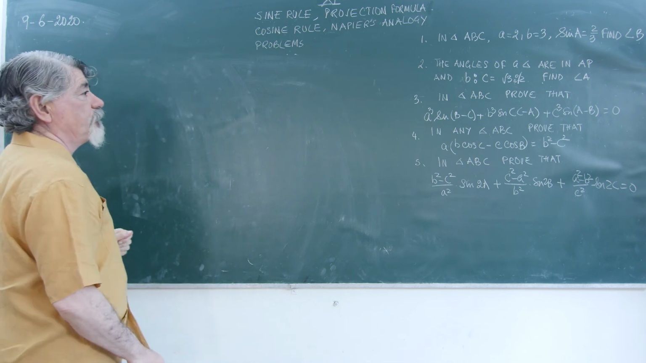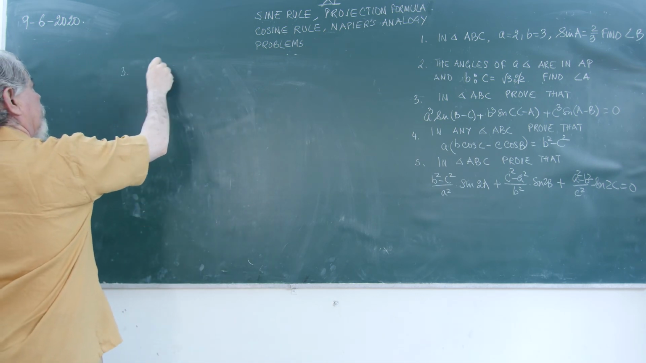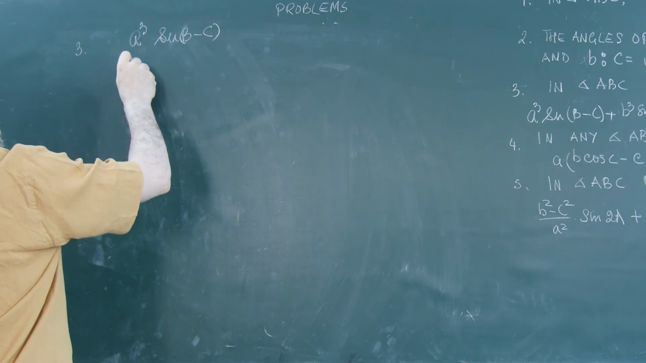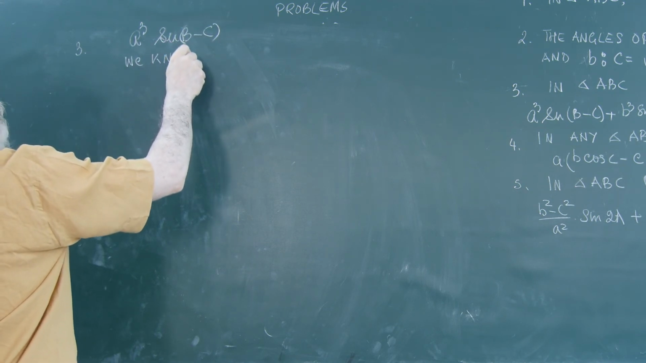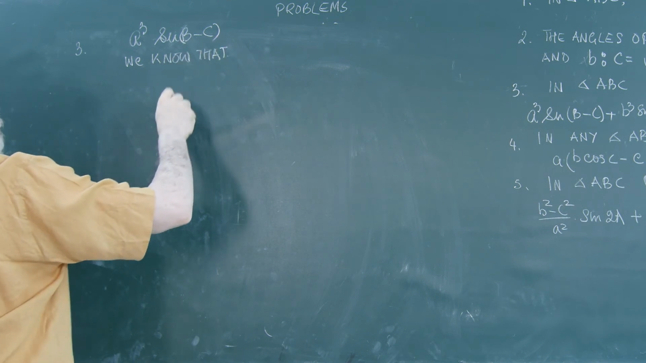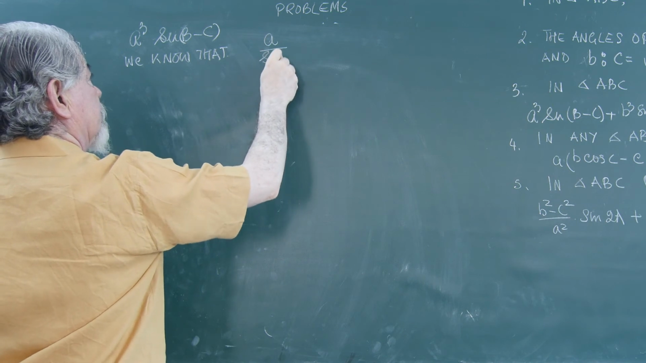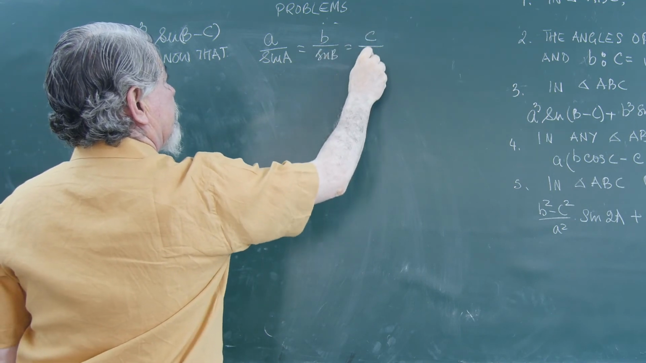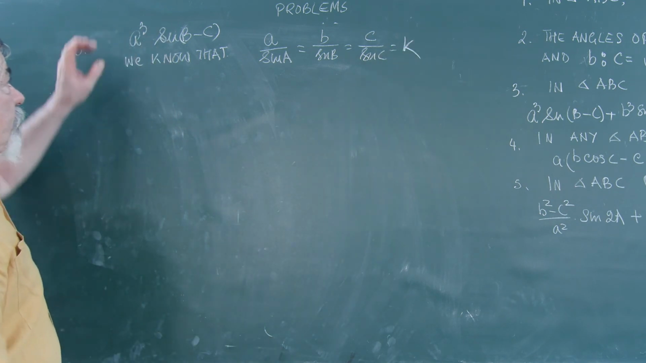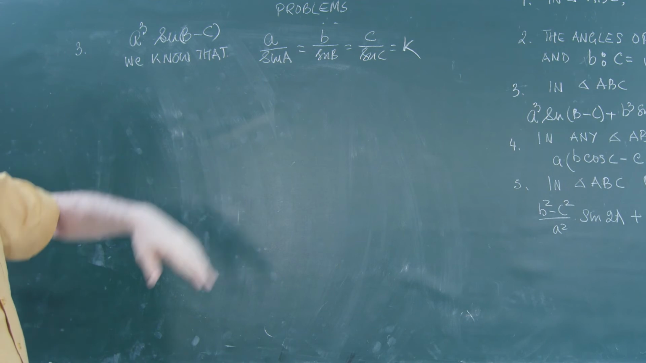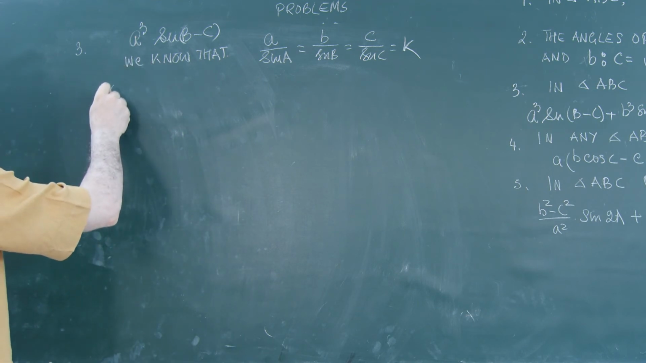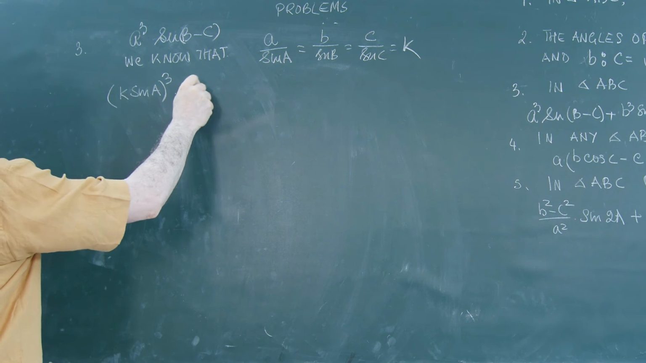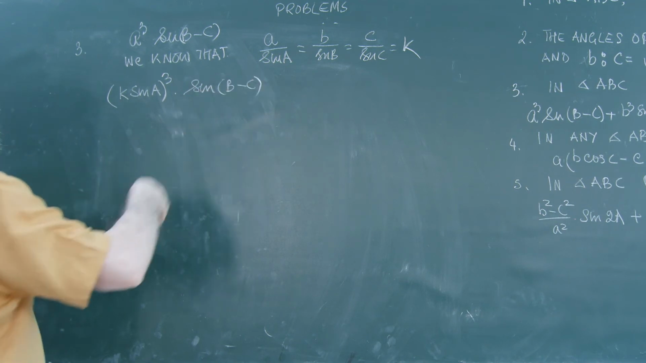So let me see a cube sine B minus C. We know that a upon sine A is equal to b upon sine B is equal to c upon sine C is equal to K. So in place of a, I can write K sine A. It is a cube, so in place of a cube, I will write K sine A to the power 3, and sine B minus C. I have taken only one term from the equation, please remember.